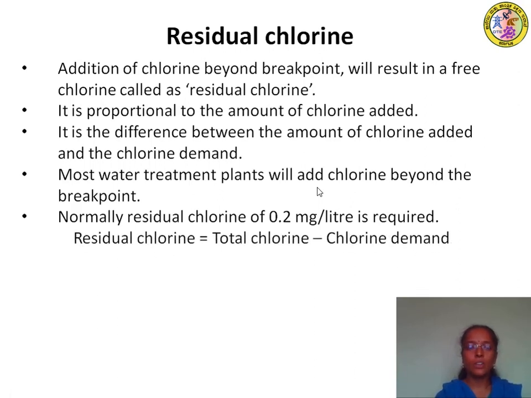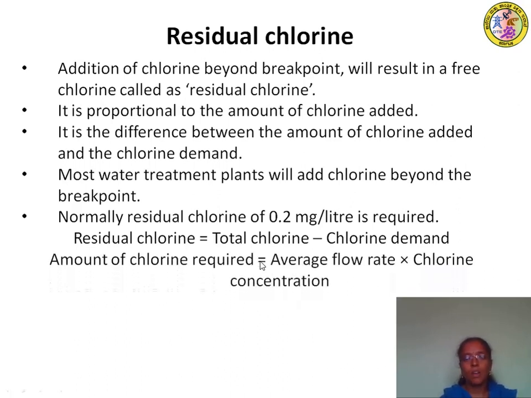How do we find residual chlorine? Residual chlorine is equal to total chlorine added minus chlorine demand. Whereas chlorine demand is equal to total chlorine minus residual chlorine, and residual chlorine is total chlorine minus chlorine demand.